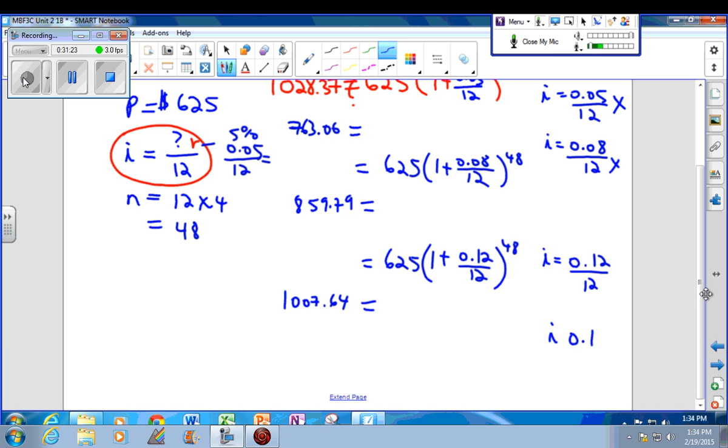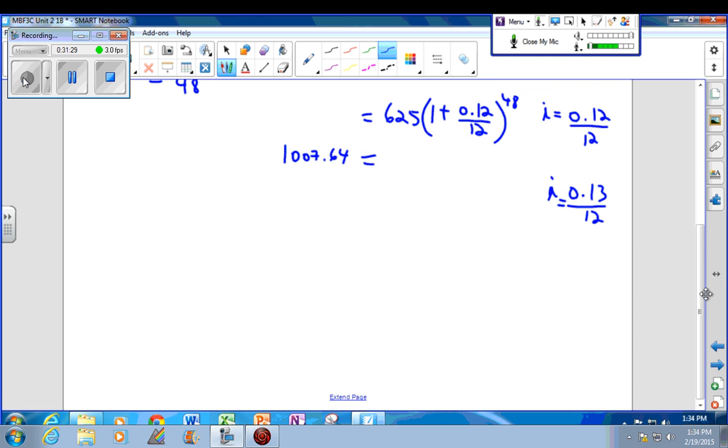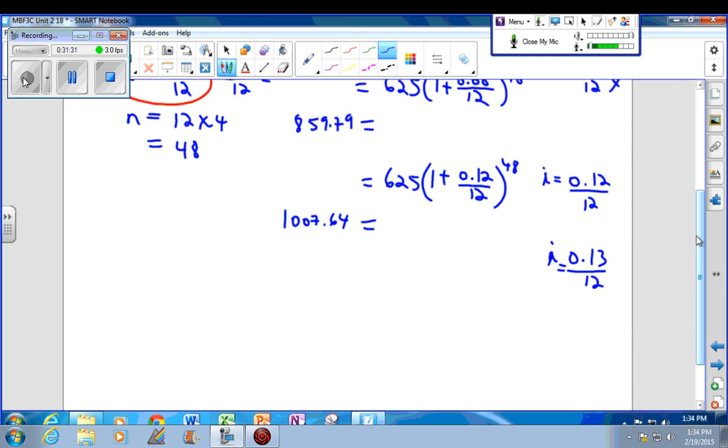Now, the question you have to ask yourself is how accurate do you want to be here? How many decimal places? I think we should get pretty close. So let's try 13%. 625 times (1 plus 0.13 over 12) to the 48.